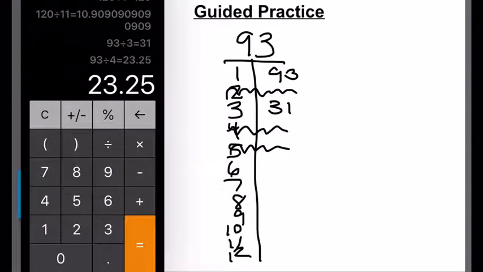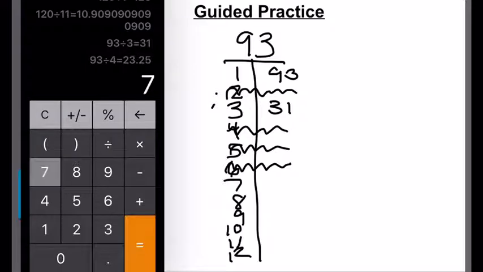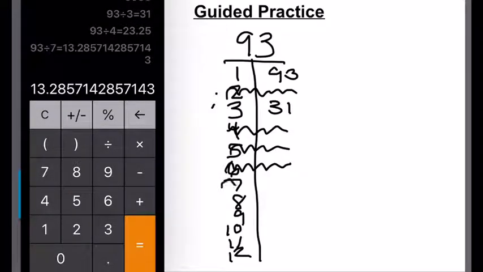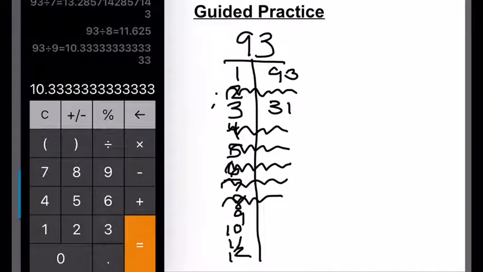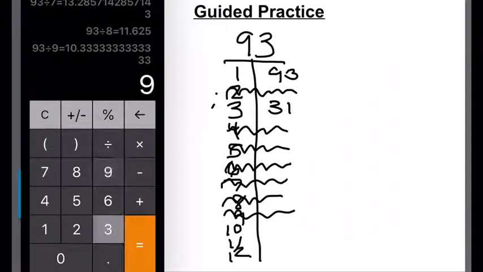Remember, in order for 6 to be a factor, you have to have 2 and 3. 2 is not a factor, so 6 is not a factor. 93 divided by 7 is a decimal, so 7 is not a factor. 93 divided by 8 is a decimal, so 8 is not a factor. 93 divided by 9 is a decimal, so 9 is not a factor.